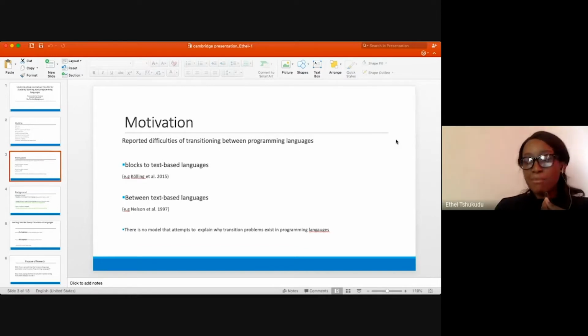But why I am particularly interested in this topic is that a lot of research papers out there are talking about transition problems from one programming language to the other. We have lots of them talking about blocks to text based language transfer difficulties, as well as between text based language transition difficulties. And we've had lecturers in corridors, they can just say, I wish they didn't bring any prior knowledge because now teaching them is becoming more difficult and complicated.